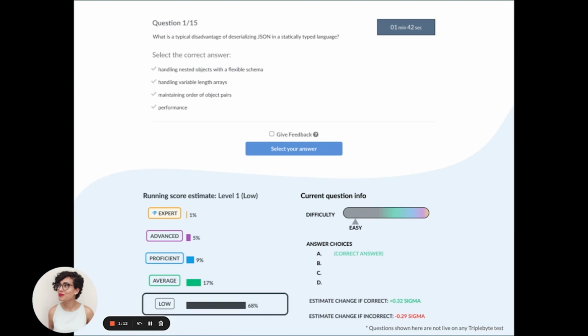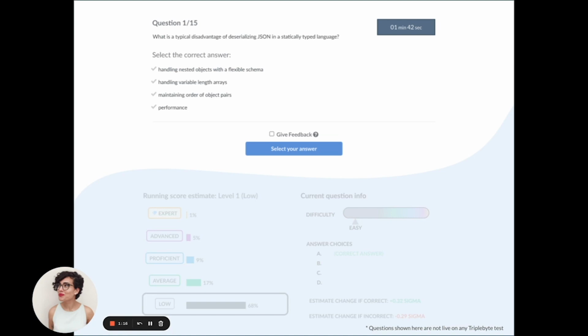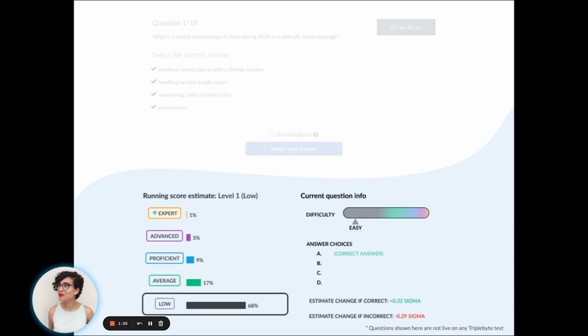Let's talk about how the scores are assigned on screen. What you're seeing here has two parts. At the top with the white background is the actual assessment content that would be seen by an engineer taking the test. In this case, it's an easy first question. At the bottom with the light blue background, that's what's going on behind the scenes.